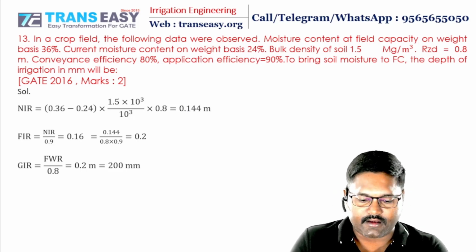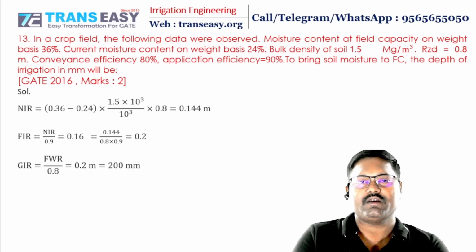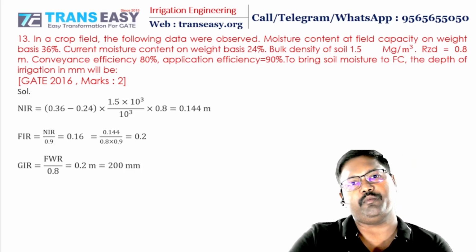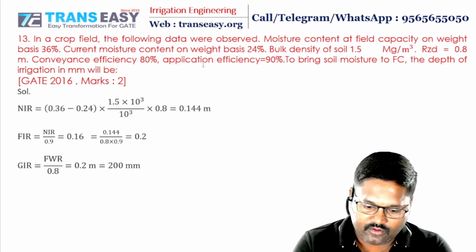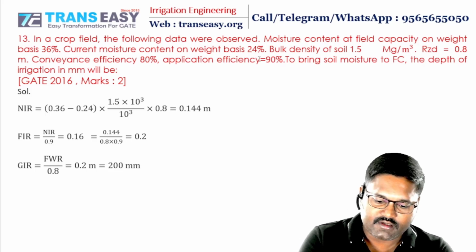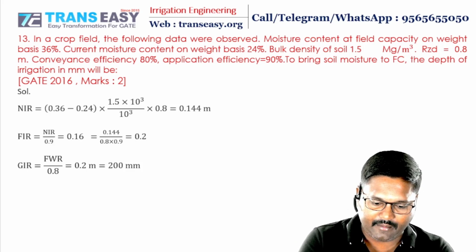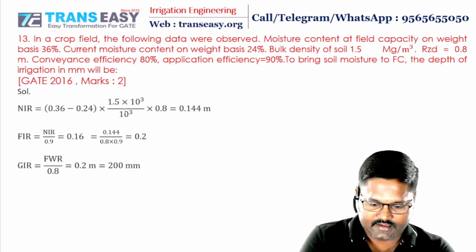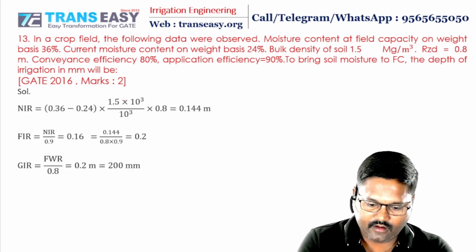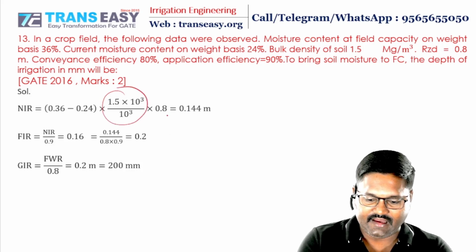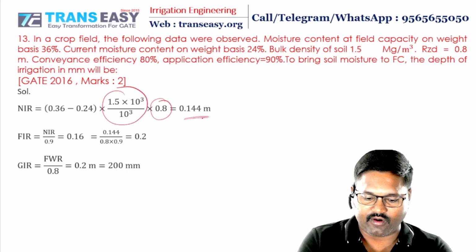First, we find net irrigation requirement to bring the moisture content from current moisture content to field capacity, right? So current moisture content 24%, and in order to bring this moisture content to field capacity 36, and this is G, and this is root zone depth. So net irrigation requirement is this.